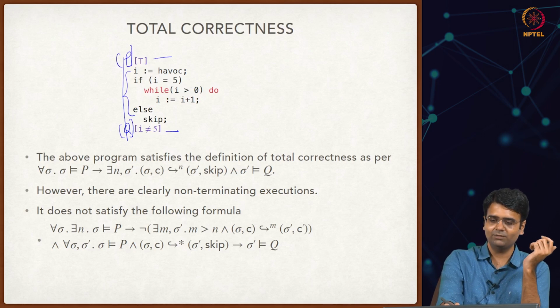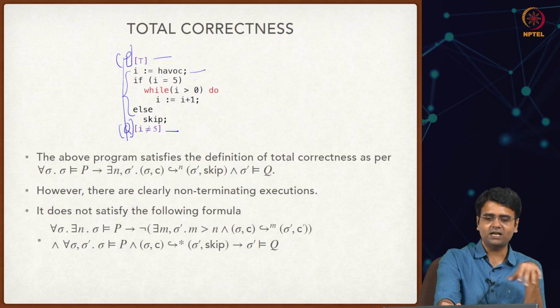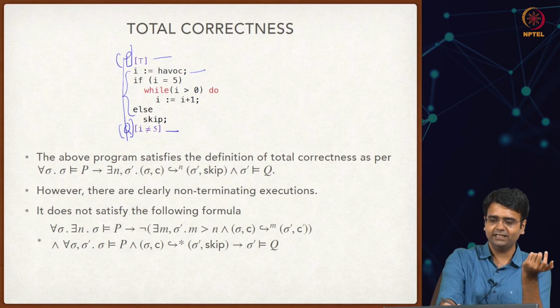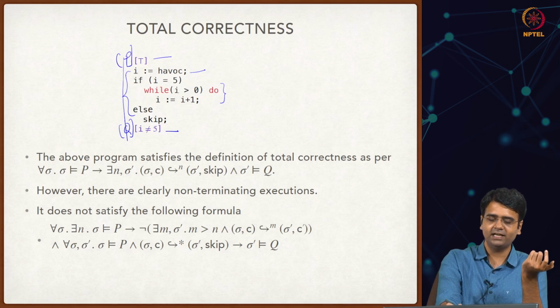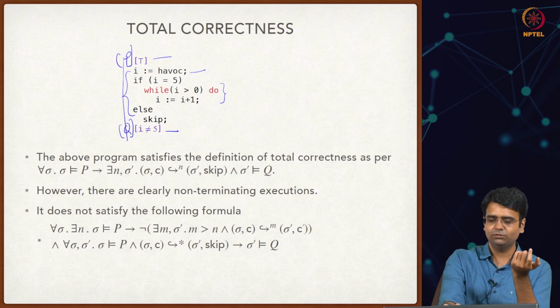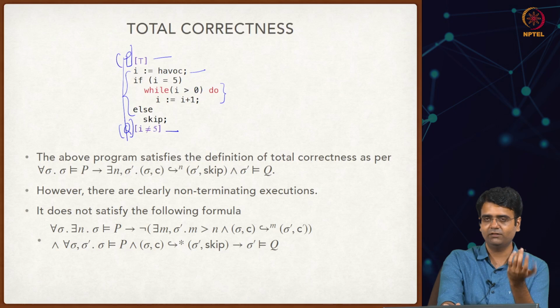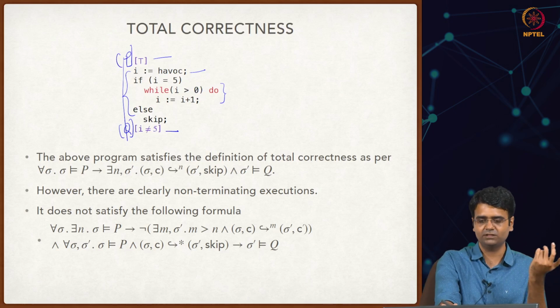This particular program is non-deterministic. It starts with a havoc statement, which means that after executing havoc, I can have any value. And then it says that if I is equal to 5, then I have this particular loop. This loop is non-terminating. It simply keeps on incrementing the value of I while I is greater than 0. So if I is equal to 5, in every iteration you simply increment I, and this loop will never terminate, because this condition will always be satisfied.